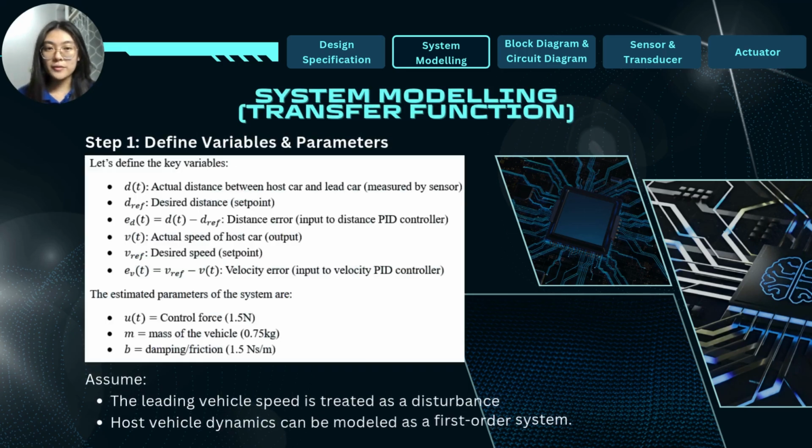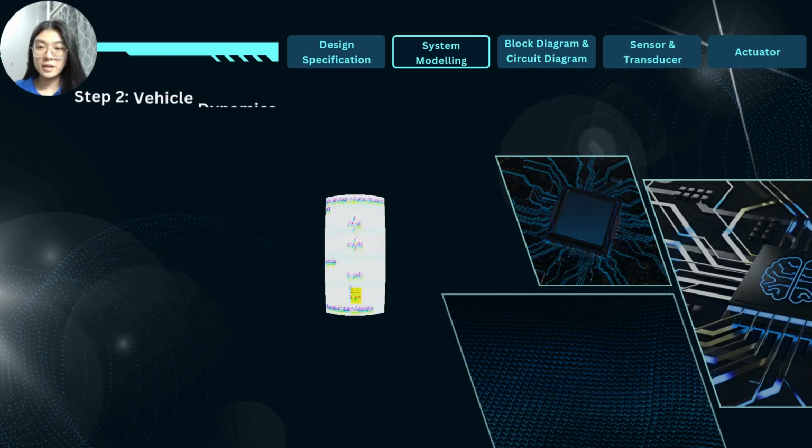Next, I will continue with the system modeling, which is the transfer function. We begin by defining the key variables, such as the distance between the two cars denoted as d(t), the desired safe distance, the distance error as e_d(t), and so on. The estimated parameters of the system are control force, which is 1.5, mass of the vehicle, which is 0.75, and the damping, which is 1.5. The host car's dynamics are modeled as a first-order system, while the lead vehicle speed is a disturbance.